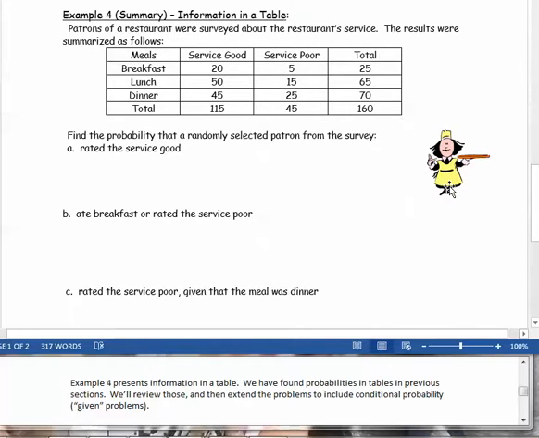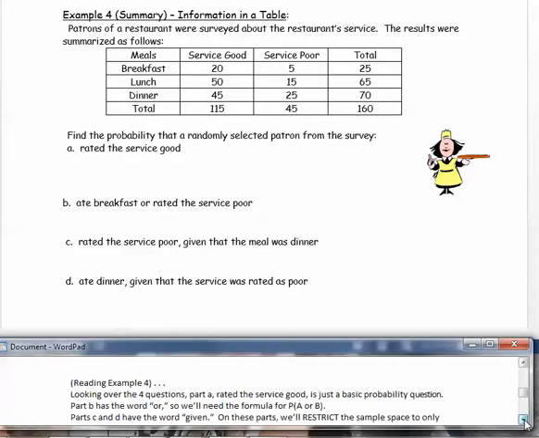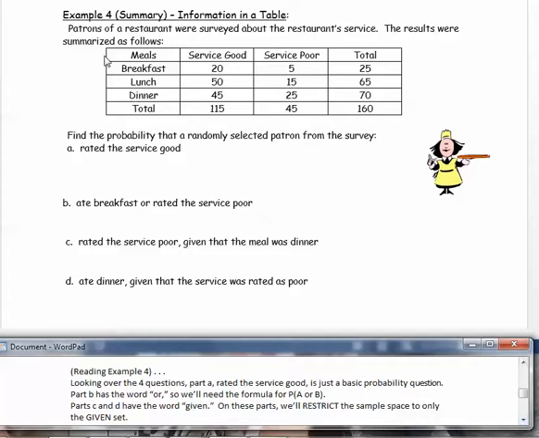Example 4 presents information in a table. We found probabilities in tables in previous sections, so we'll review those problems that we've already done and then extend the problems to include conditional probability, or the given problems. Example 4 says patrons of a restaurant were surveyed about the restaurant service. The results were summarized as follows. What meal did they have, and did they rate it good or poor?